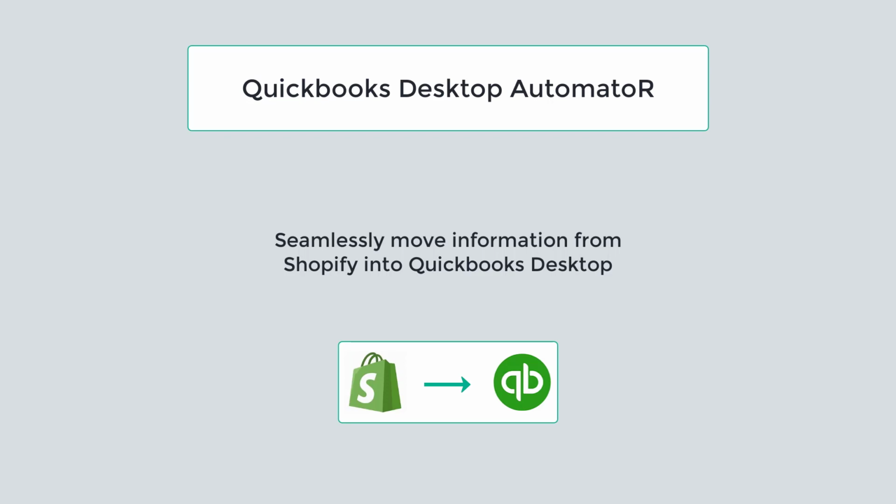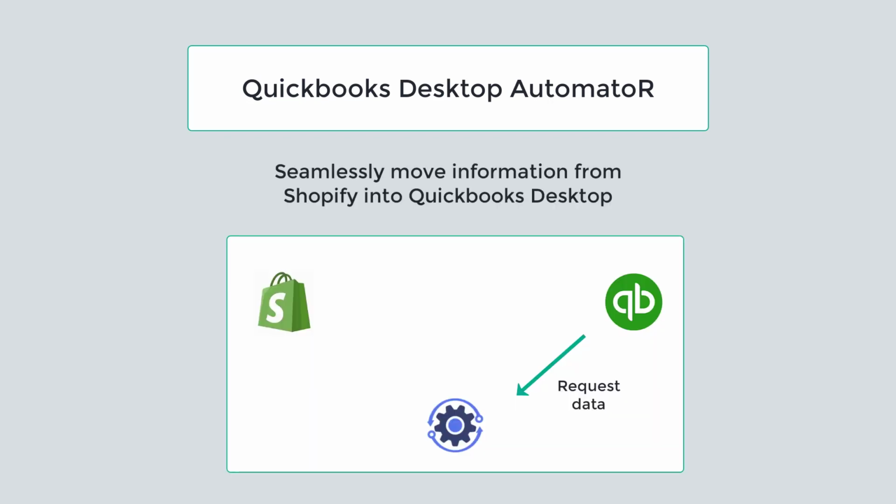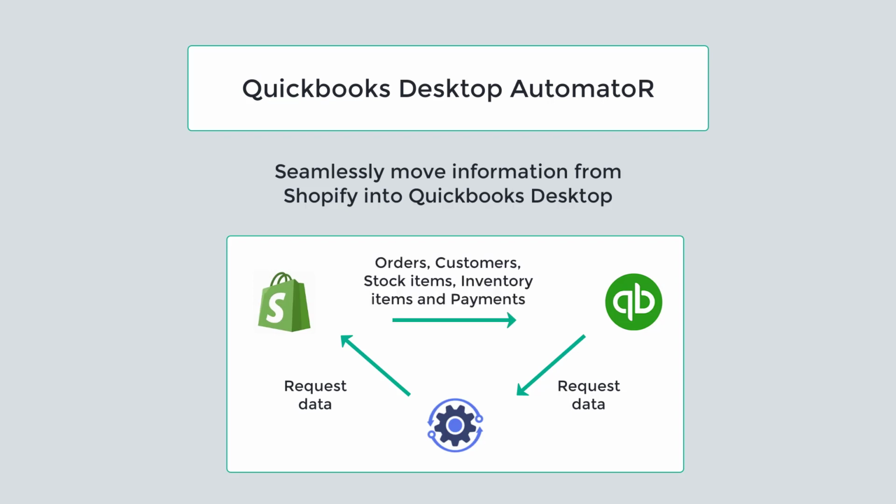In this tutorial, I'll walk you through the basics of using Automator to seamlessly move information from Shopify into QuickBooks Desktop. We will see how QuickBooks Web Connector can request data from Automator periodically. Automator will then get orders, customers, stock items, inventory items and payments and automatically insert it into QuickBooks Desktop. No more need to retype or copy and paste.